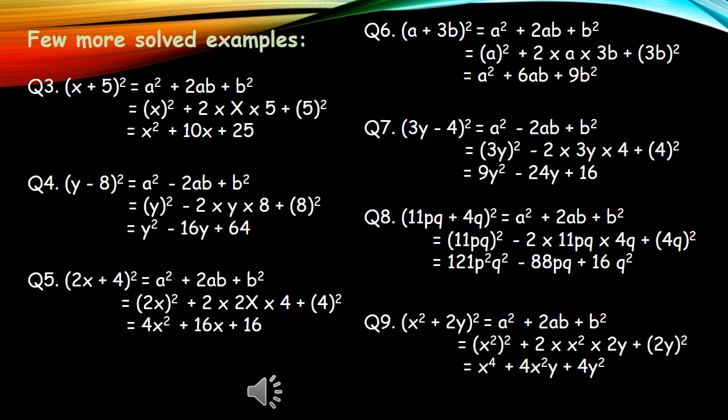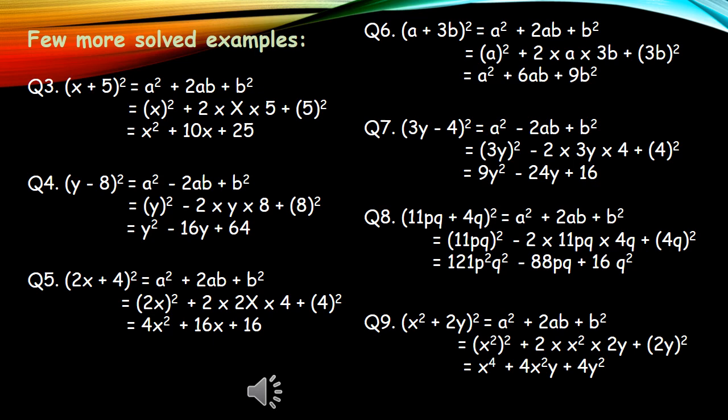In the same way, we can solve question number 6, (a plus 3b) whole square. Here a means a and b means 3b. So a square plus 2 into a into 3b plus (3b) whole square. (3b) whole square means 3b into 3b. Note it. It is 3b into 3b, which gives us 9b square. Here you make a mistake. You write simply 3b square. No. You have to square the numerical coefficient also, which gives us 9b square.